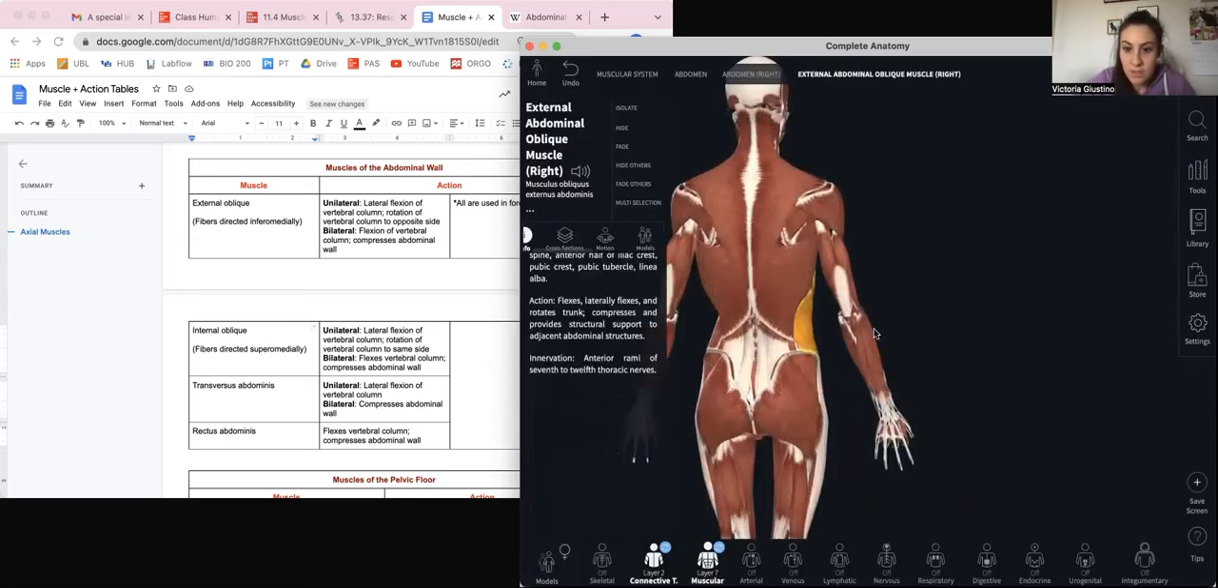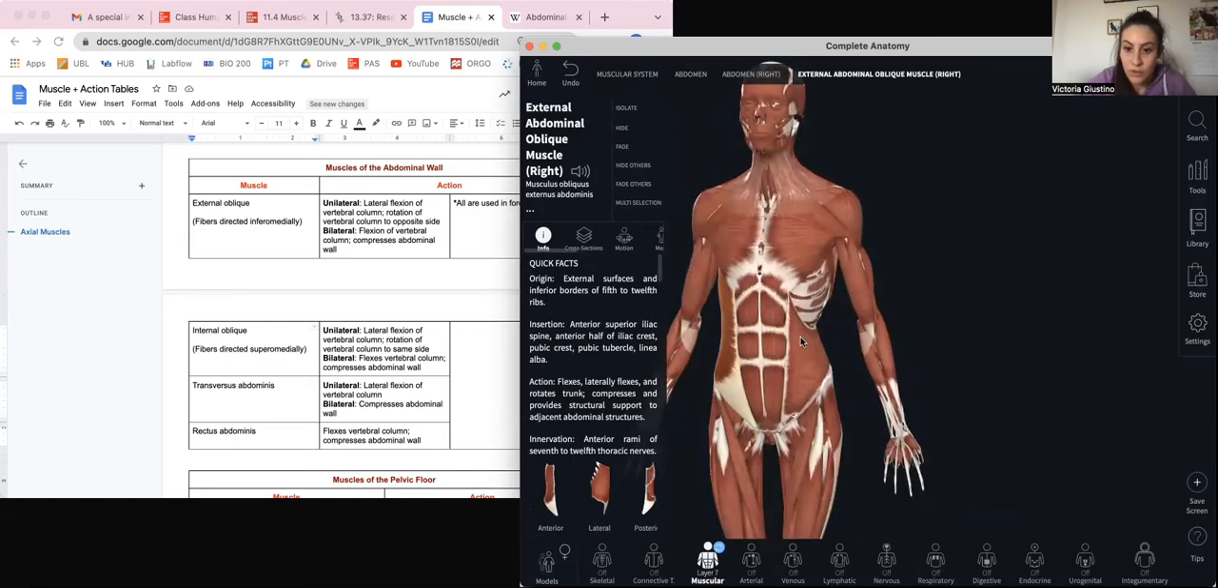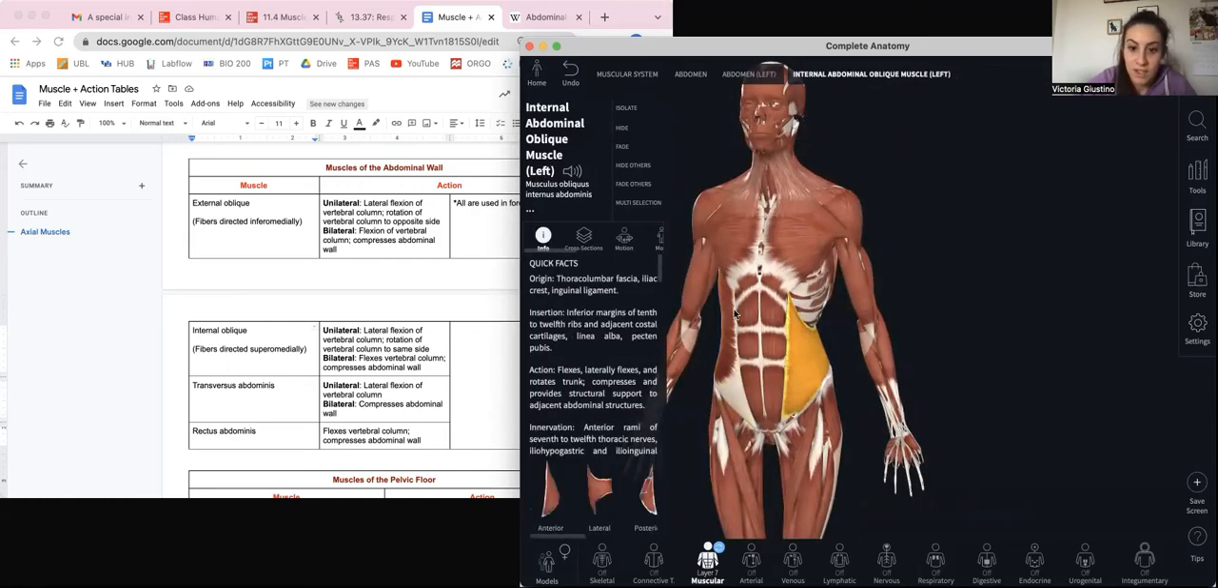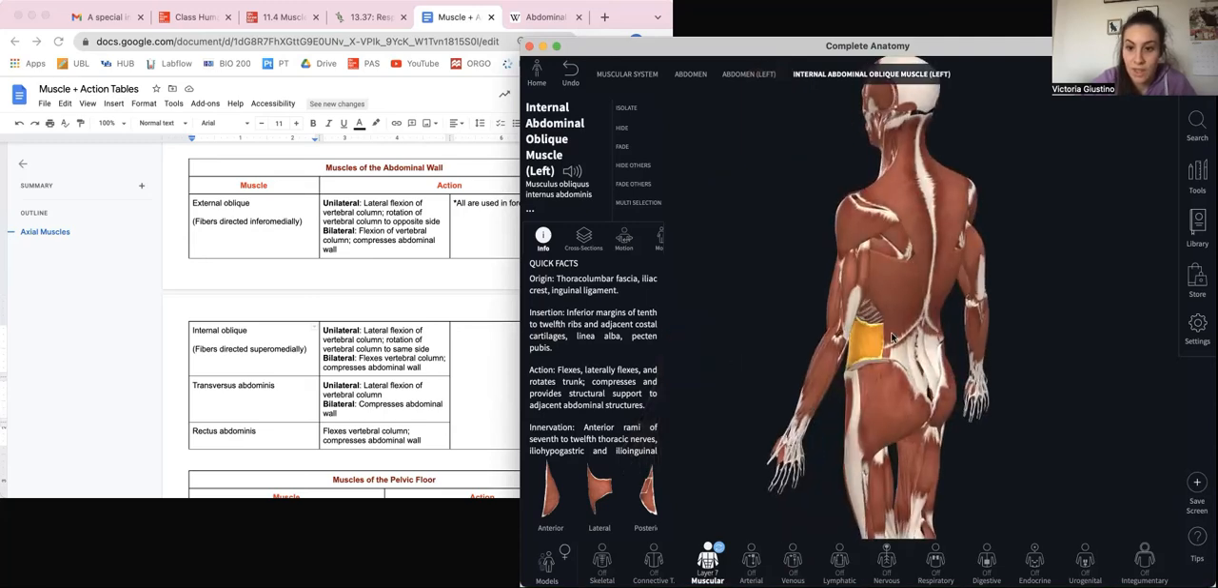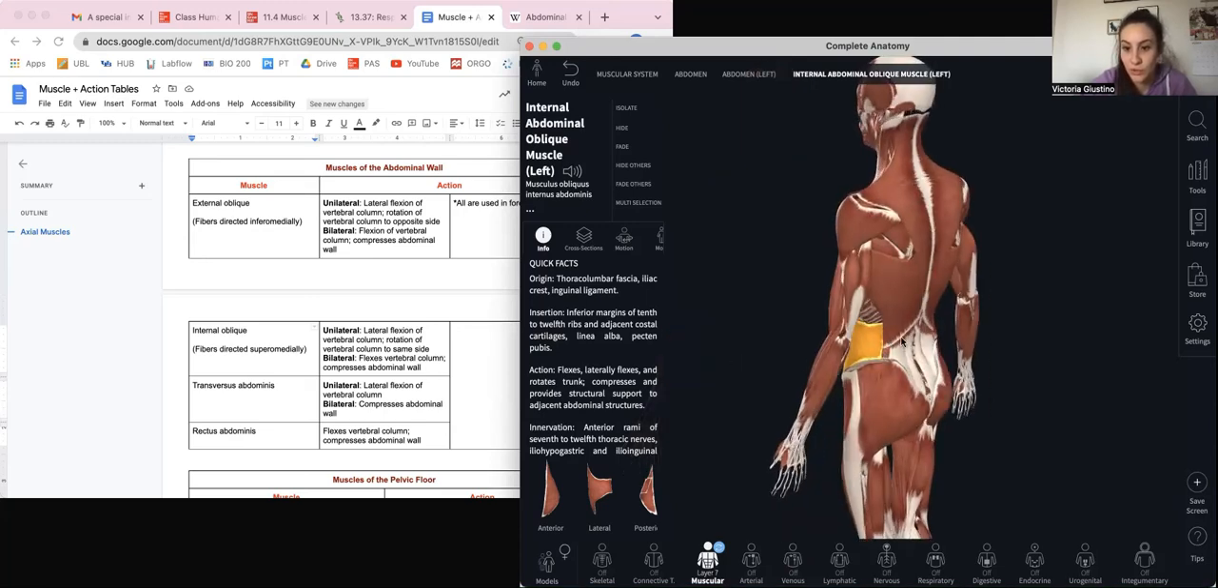And now this is to be contrasted with the internal oblique, which I just hid the external oblique over here on the left. And so in this case, the fibers are directed superomedially. So what that means is that this time, instead of inserting on your os coxae, it's actually going to originate there, and it's going to insert more superiorly and laterally and posteriorly here.